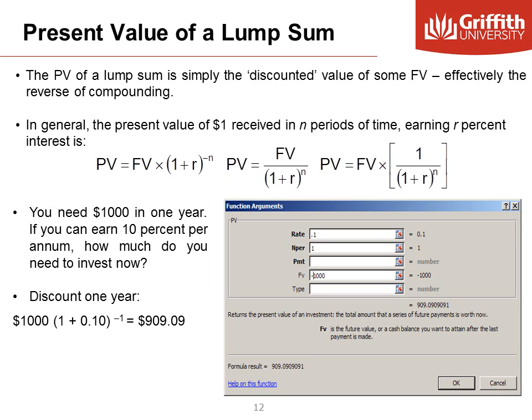So for example, if you need $1,000 in 1 year, and the interest on investment is 10%, how much do you need to invest now? Applying the present value formula, we find that about $909 we need to put in the bank now.